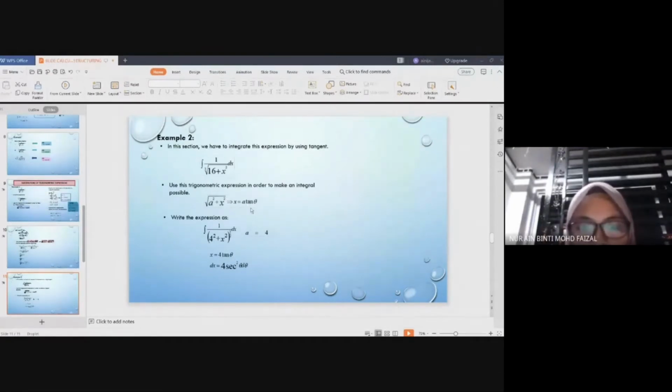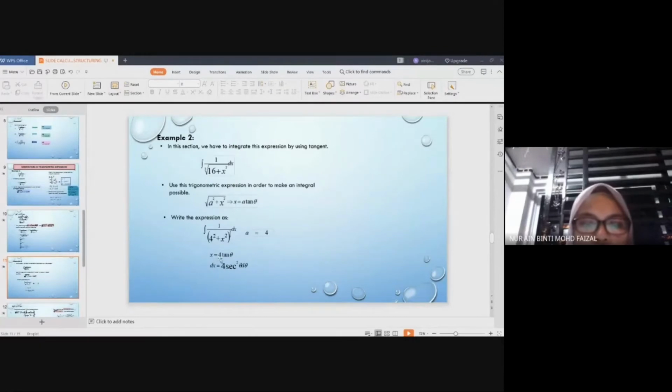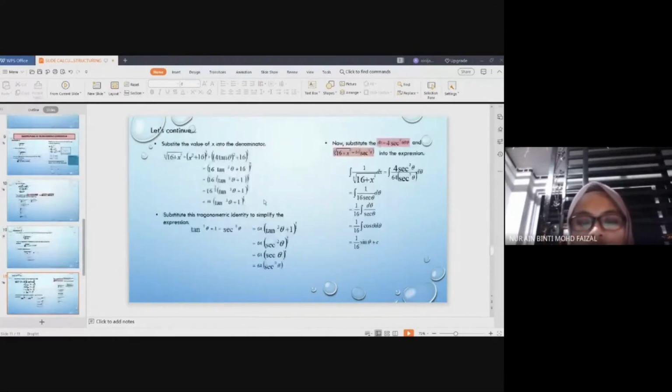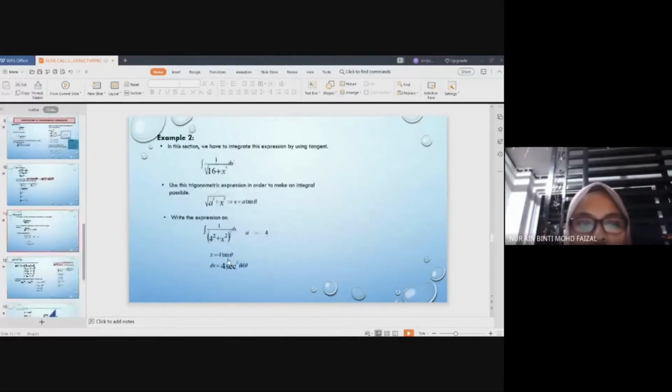Okay, firstly, you write the expression like this, which is 16 plus x squared to the power of 3 over 2 becomes 4 squared, since 4 squared is similar to 16, plus x squared to the power of 3 over 2. And you will get a is 4. And transfer the a into this expression, which is x equal to 4 tangent theta, and you find the indefinite integral for secant squared theta d theta. Okay, after that, you substitute the value of x into the denominator. The value of x is x equal to 4 tangent theta, right?